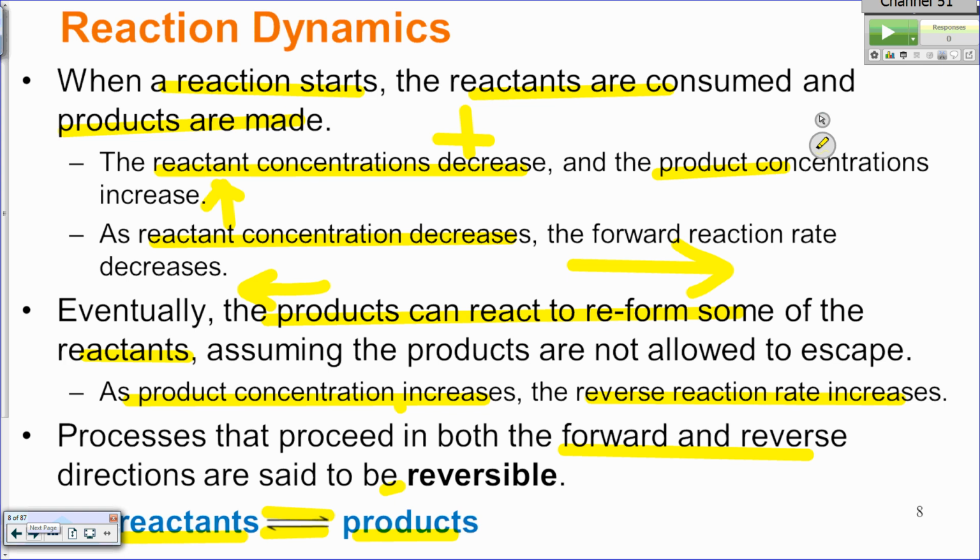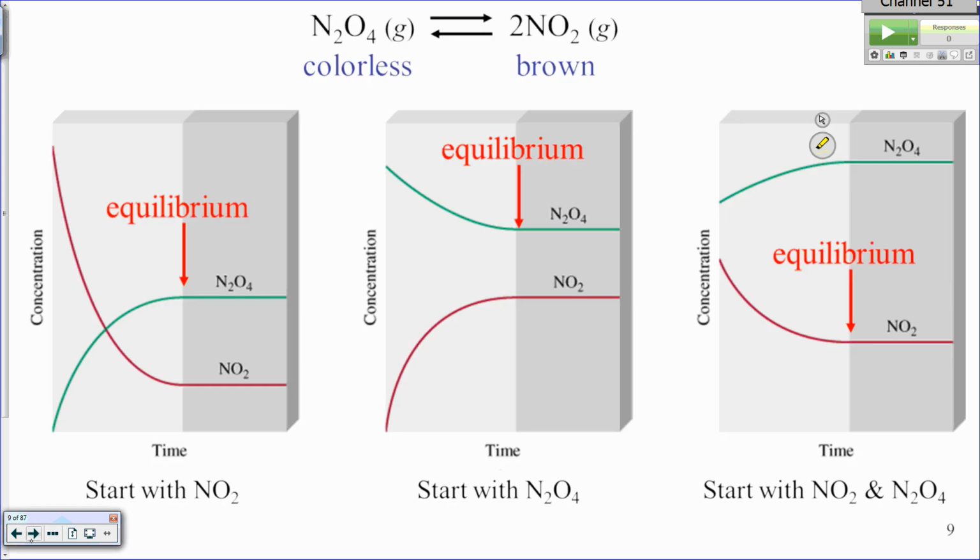Most are reversible, however. All right. So here's kind of a graphic example. If we look at dinitrogen tetroxide, N2O4, it's a colorless gas. It can convert, basically split in two, to form two nitrogen dioxide, NO2. All right, so our NO2s. And the NO2 has a brown color associated with it.